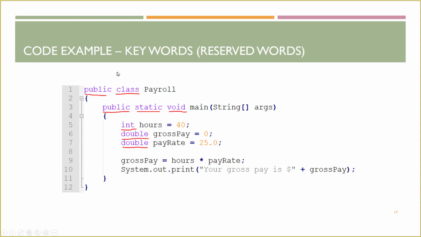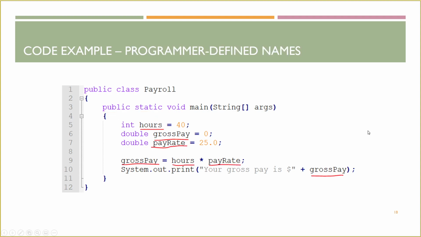So this is a very simple program here. My keywords I have underlined here in red. These are words that Java knows mean something very specific. So if I were to use the word public, for example, in the wrong place, Java would not let me do that because it knows where public belongs, and if you use it somewhere else, it's not going to like it. So all of my red underlined words here are my keywords or my reserved words.